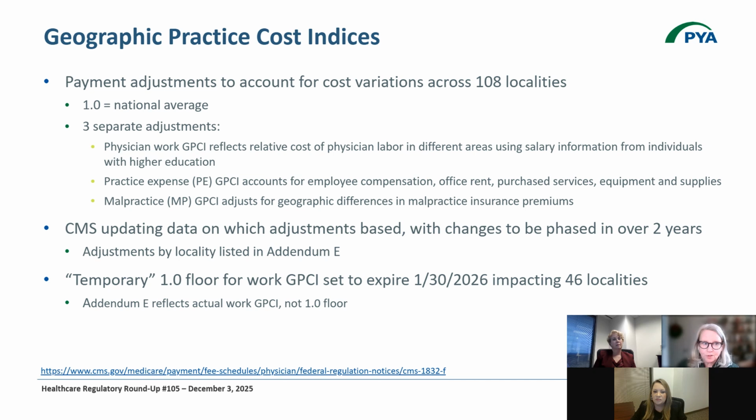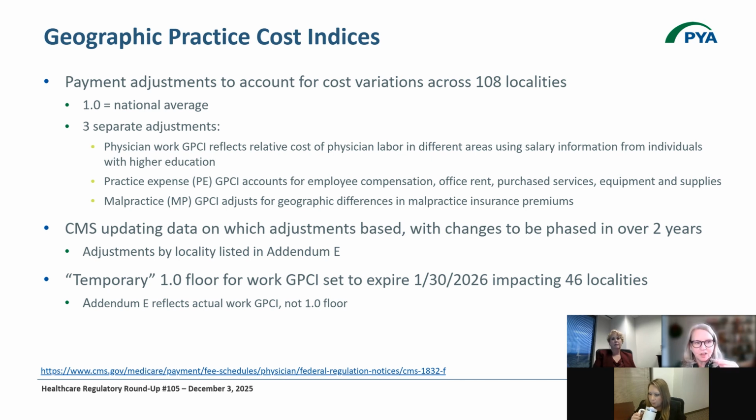Our issue, of course, is that adjustment by Congress is one of those temporary extenders, meaning it expires after a certain period of time if not renewed by Congress. The most recent renewal was as part of the legislation that ended the government shutdown. It retroactively extended the work GPCI 1.0 floor through January 30th of 2026.